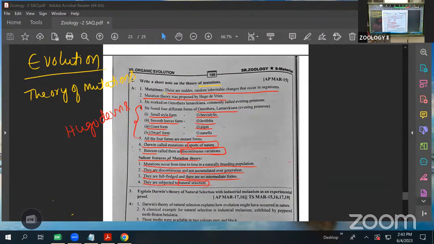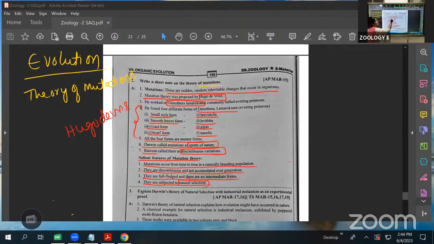See this one more time. We'll explain. Mutations mean sudden, temporary changes. These are sudden, random, inheritable changes that occur in organisms. Who proposed this theory? The mutation theory was proposed by Hugo de Vries. Which plant did he take for the experiment? The Oenothera lamarckiana plant, whose common name is evening primrose.